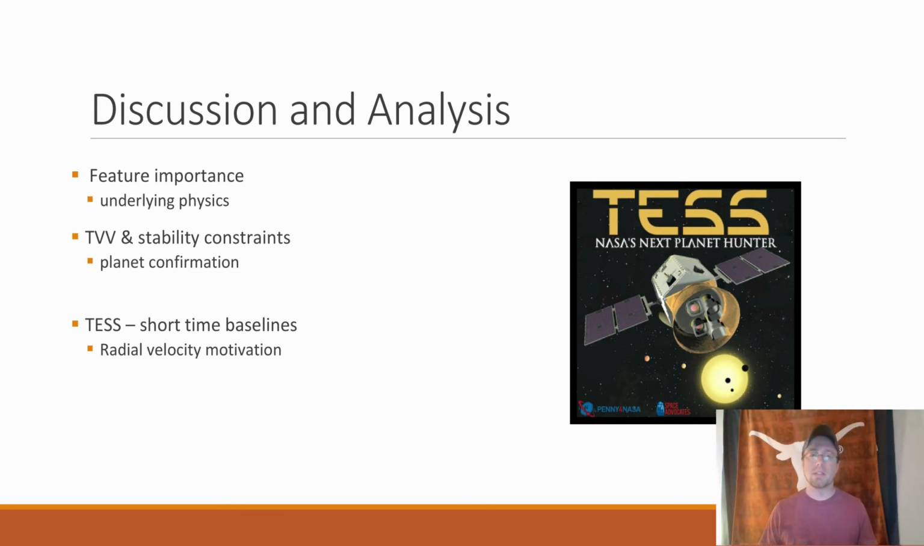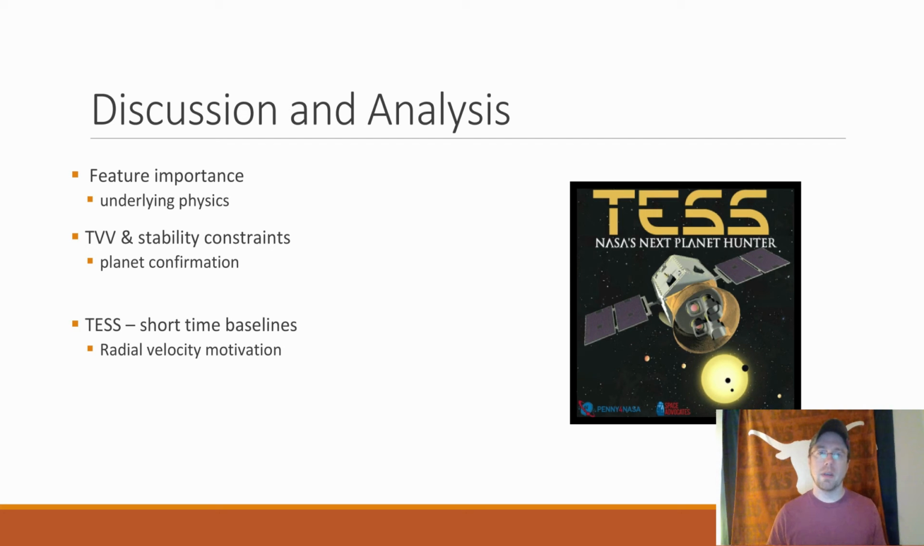Another area I feel this could be useful is when discussing transit timing variations and stability constraints. It's been shown in the past that using those two, TTVs and dynamic stability constraints, can be used to analyze Kepler data, but even more so, it can be used to confirm planets. So this study does show the potential for producing those stability constraints even faster or easier.